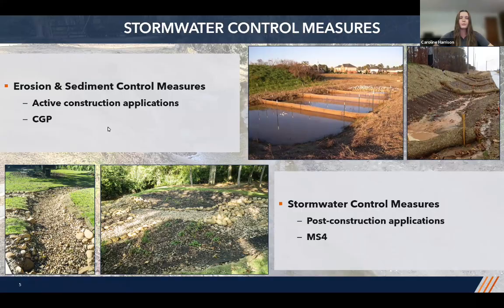The U.S. Environmental Protection Agency's National Pollutant Discharge Elimination System establishes a permitting system that provides specifications for our acceptable pollutant levels that can be discharged off-site. These permits cover stormwater discharge from a variety of sources, including those construction activities and also municipal sources. Erosion and sediment control measures are used for active construction sites, and these fall under the construction general permit. Whereas our post-construction stormwater control measures fall under the municipal separate storm sewer system permit.